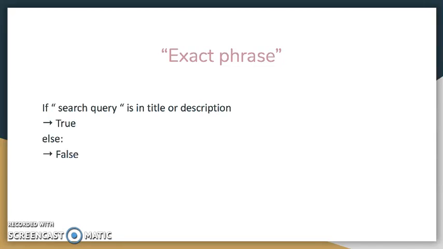Another one of the features we called exact phrase. Basically, if the search query exactly was in the title or the description, this feature would get a 1 in its column, and if the search query was not exactly in the title or description, it would get 0. So it was a binary feature, just determining how exact the search is.